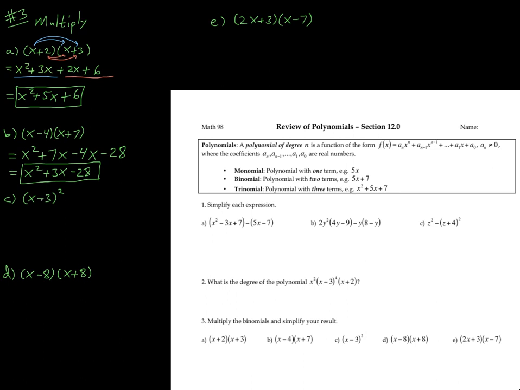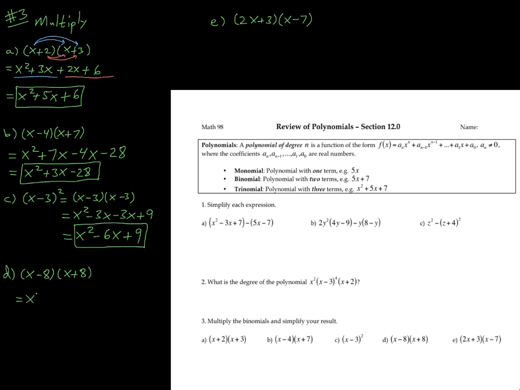Now for C, we did this kind of thing in the last video. This is really x minus 3 times itself, so it's just the same as parts A and B. Distribute, we get x squared minus 3x coming from the distribution of x. Now distribute the minus 3 to give us another negative 3x and then a positive 9. Then combine and you'll get x squared minus 6x plus 9.